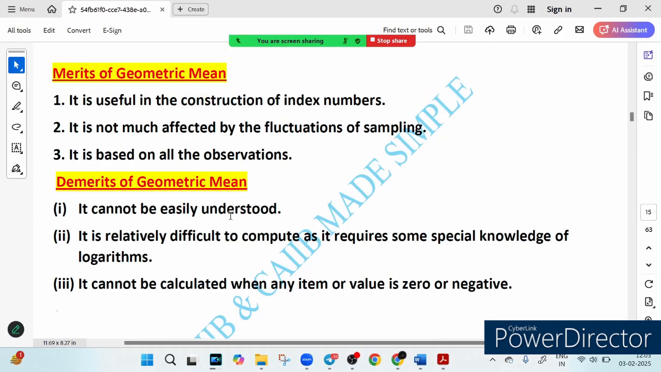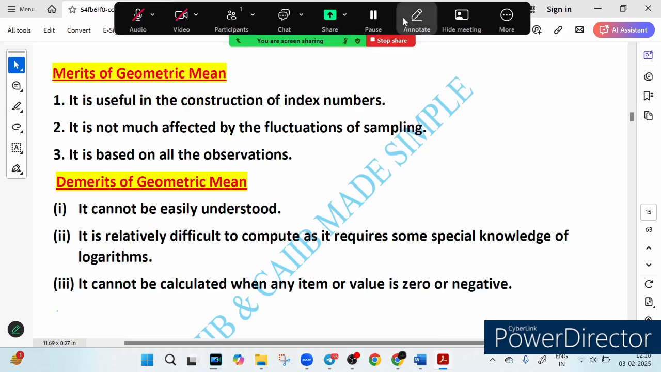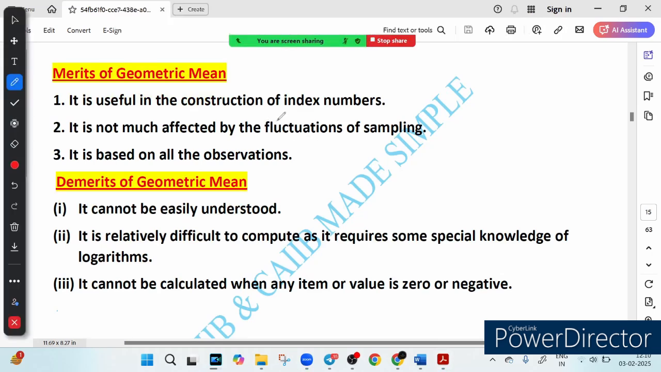Right, now let's talk about the merits and demerits of GM. Of the geometric mean, if you want to construct the index number, then the geometric mean is quite useful. It is not affected much by the fluctuation of sampling. If your sampling fluctuates, the geometric mean does not get affected much, and obviously it is based on all the observations. So these are the merits, but there are some demerits also: it cannot be easily understood, and it is relatively difficult to compute, as it requires some special knowledge of logarithm. Obviously you have to use logarithm also, right? You must have heard of log.